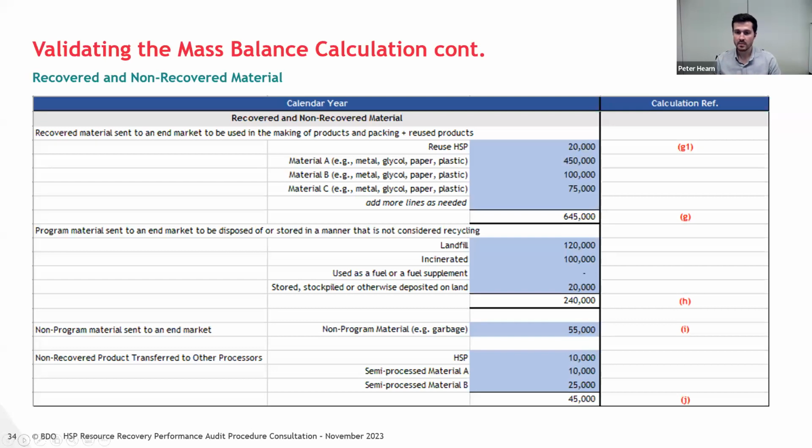Then, of course, there is non-program material that would be sent to an end market. For example, if there is garbage within the collected material, that is not a program material. It needs to be calculated and excluded separately, and it would need to go to a separate end market, but it wouldn't count as program material that's being disposed of. And then there's product transferred to other processes. This could include non-processed product that the processing facility doesn't have capacity to process at that time and sends somewhere else, or semi-processed material that they would then be sending to a downstream processor.